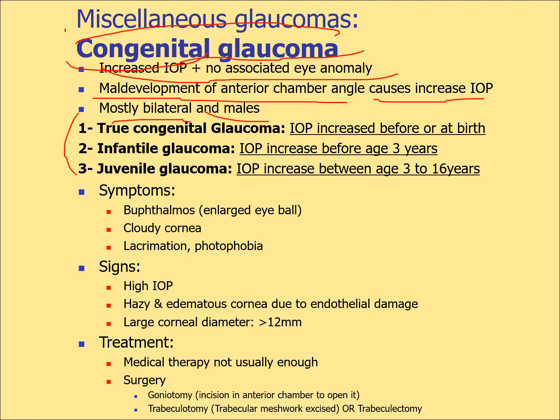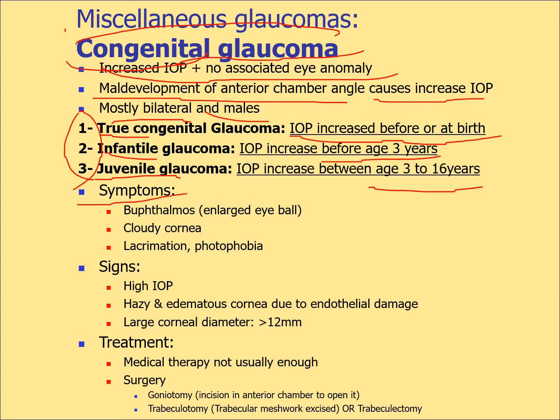Congenital glaucoma can be divided into three forms. If the IOP is increased before or at birth, we call it true congenital glaucoma. If the IOP increases between birth and 3 years of age, we call it infantile glaucoma. And if the IOP increases between 3 and 16 years of age, we call it juvenile glaucoma. So congenital glaucoma can be true congenital, infantile, or juvenile.